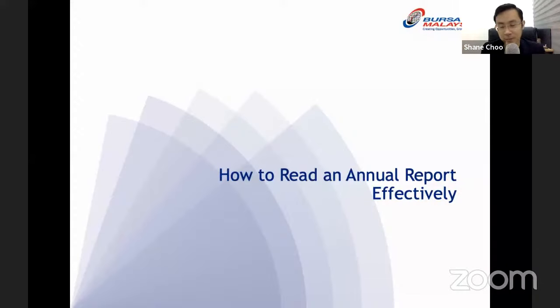So welcome, everybody. Today, we're going to study how to read an annual report effectively. As an investor, we all need to learn how to read an annual report. But because an annual report is very thick, we must also be able to read it efficiently, fast and effective. So today we're going to learn how to dissect an annual report so we can get critical information from it, and also learn how to read financial statements so we can become an informed investor.